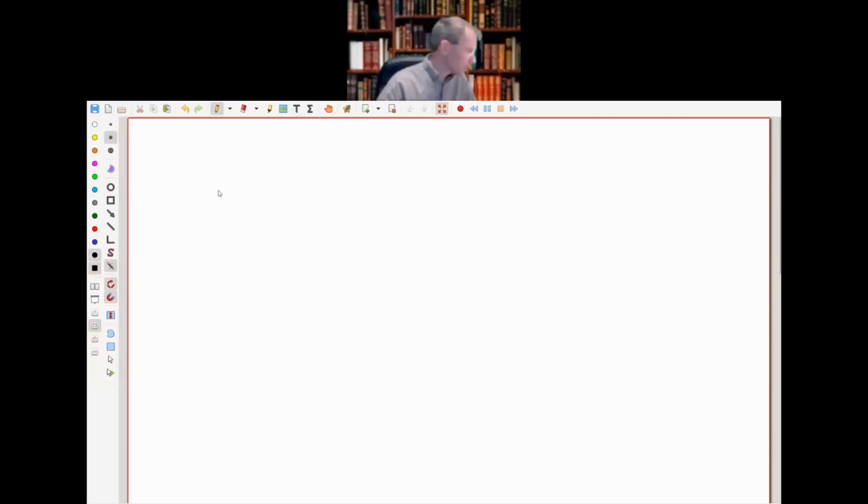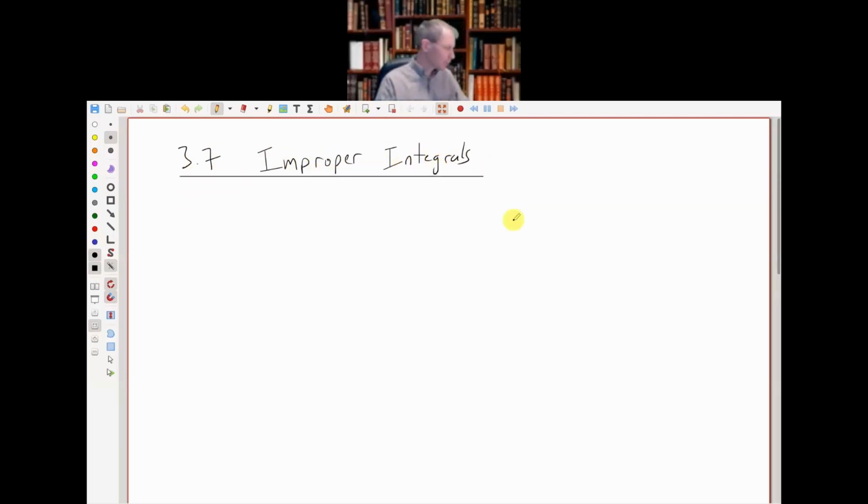All right, so let's go ahead and look at section 3.7, improper integrals. And the first thing I want to do is give you an idea for what these things are. I think a really good example would be if I write down an integral where one of my limits of integration is infinity, something like the integral from 1 to infinity of 1 over x squared dx.